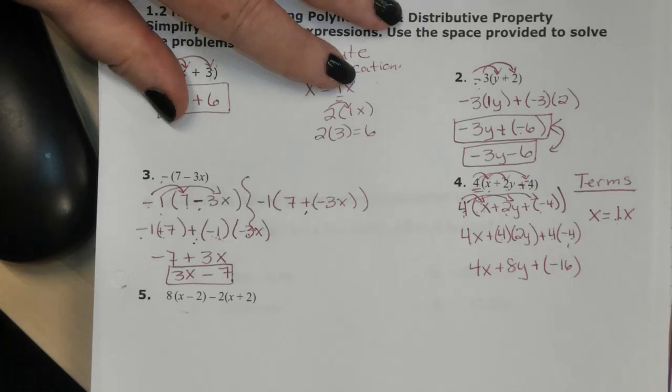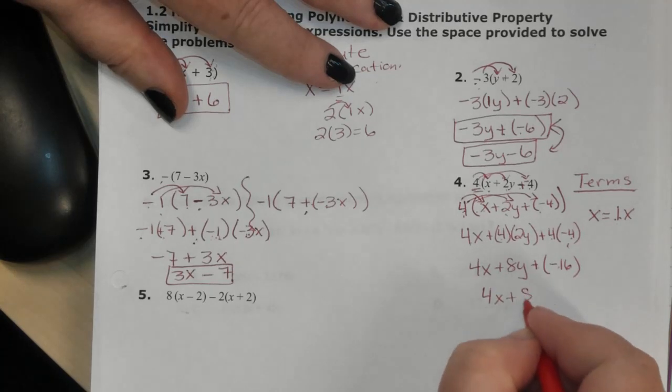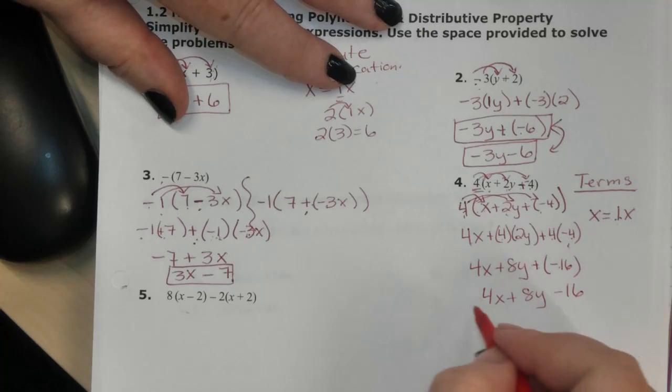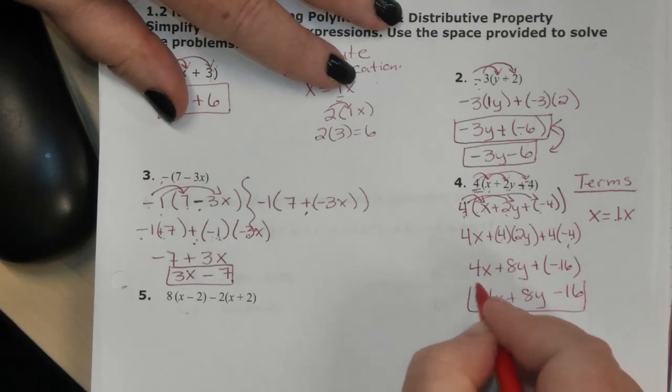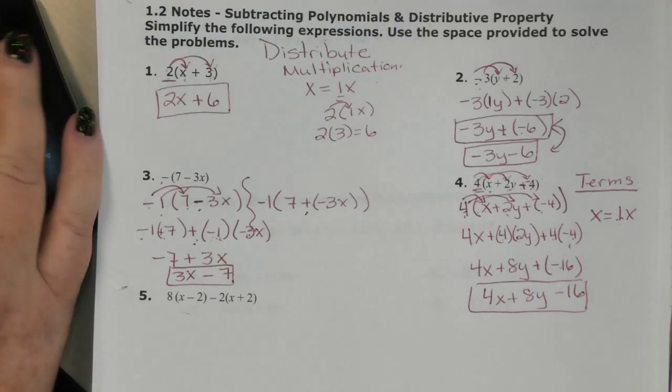Now remember, adding a negative is the same as if you would have just subtracted. There is your answer. Your answer has 4 terms, just like your original had 4 terms.